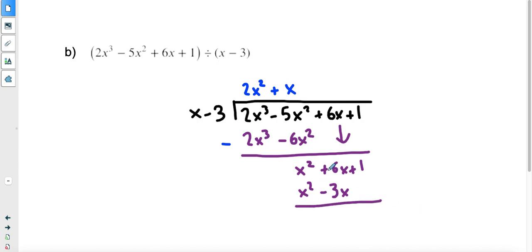And again, we're going to subtract these, just like before. x squared minus x squared is 0. 6x minus negative 3x is 9x. And then I'm just going to bring the plus 1 down.